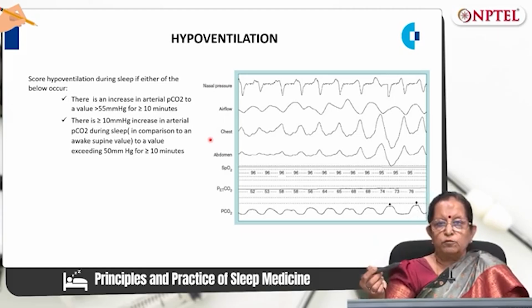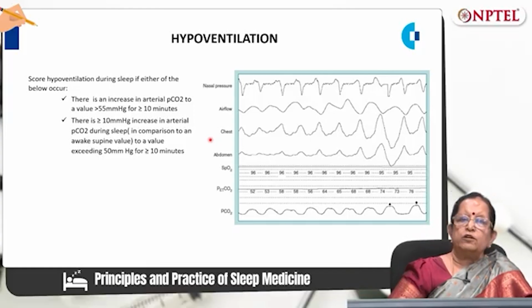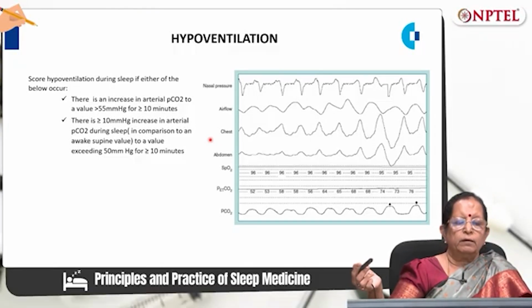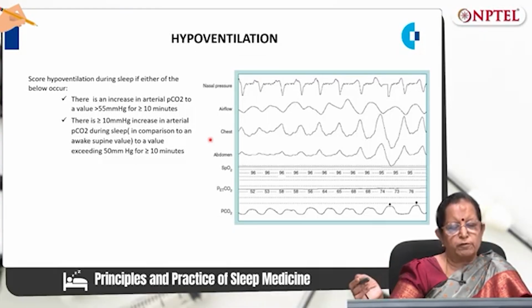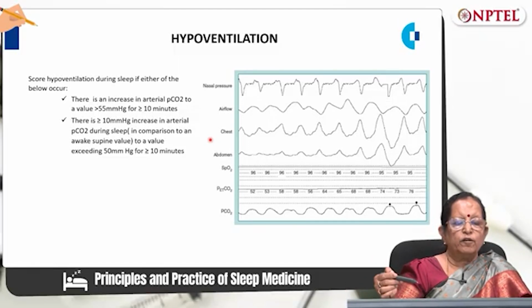Then one more thing we need to score in polysomnography, that is hypoventilation, especially to diagnose conditions like obesity hypoventilation syndrome, Pickwickian syndrome. So, how will you score hypoventilation during sleep? There should be an increase in the arterial PCO2 to a value of more than 55 millimeters of mercury for more than 10 minutes. Another criterion is more than 10 millimeters of mercury increase in arterial PCO2 during sleep in comparison to an awake supine value, to a value exceeding 50 millimeters of mercury for more than 10 minutes.